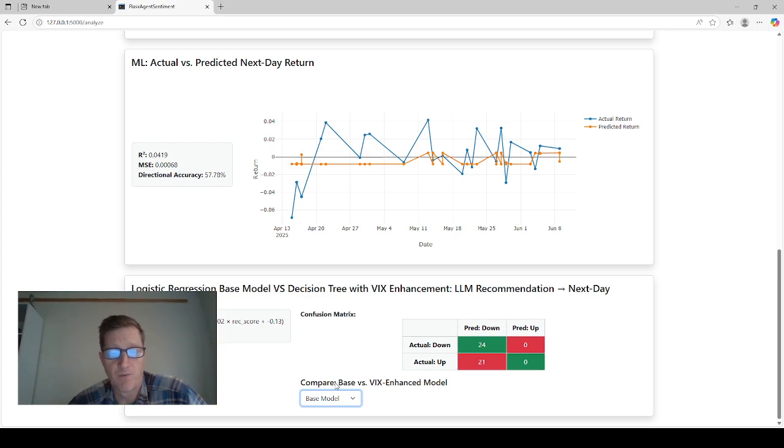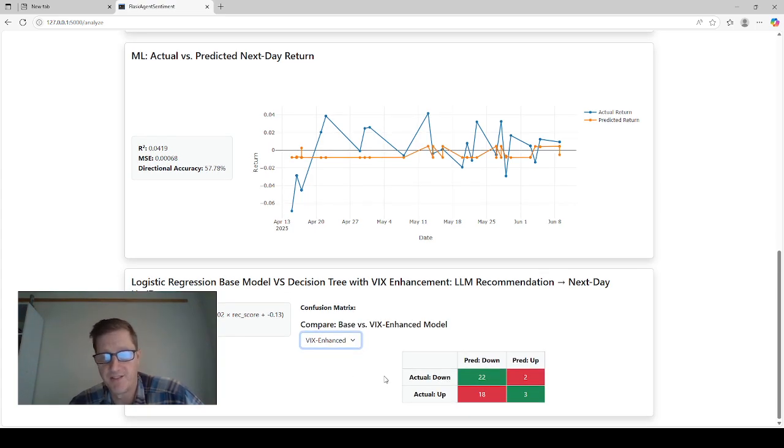I was curious, so I wanted to make this model more nuanced. So I added a volatility index and then built a model around a strong buy from the large language model and then low volatility. When that model was run using a decision tree, we got much better predictions. And it also made some predictions about the stock going up.